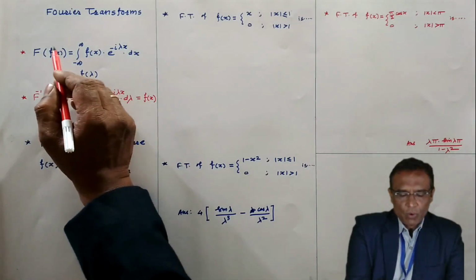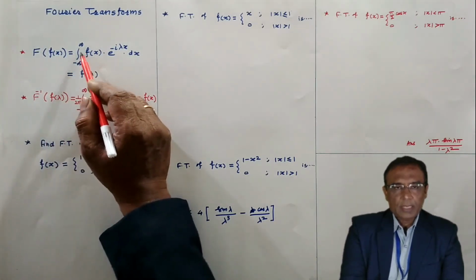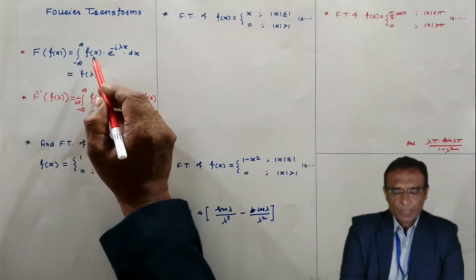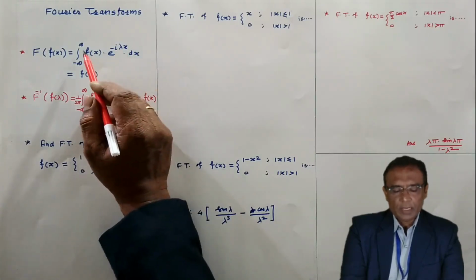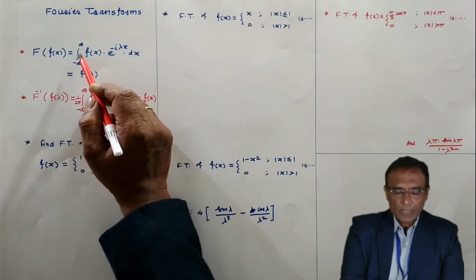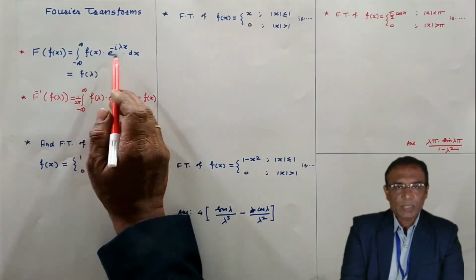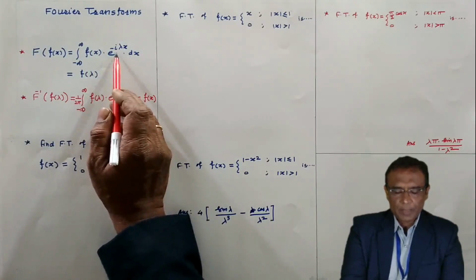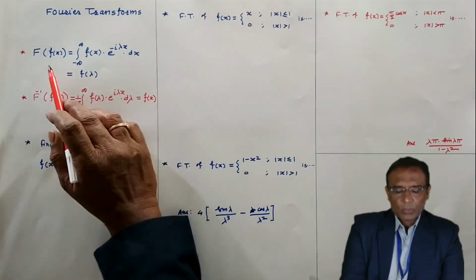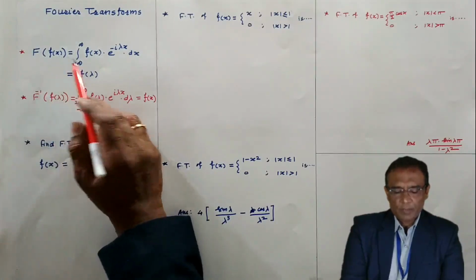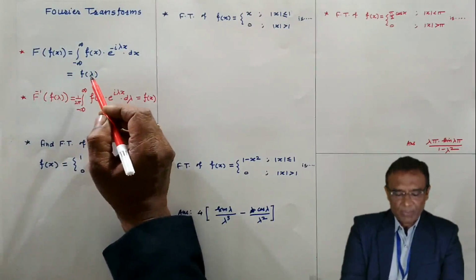The Fourier transform of a function f(x) is the integral from minus infinity to infinity of f(x) e^(-iλx) dx. Here, the limits of integration are minus infinity to infinity. Once you take the integration of this, the x will disappear and only lambda will remain. So after integration, you will be getting a function of lambda only. The Fourier transform of f(x) is F(λ).